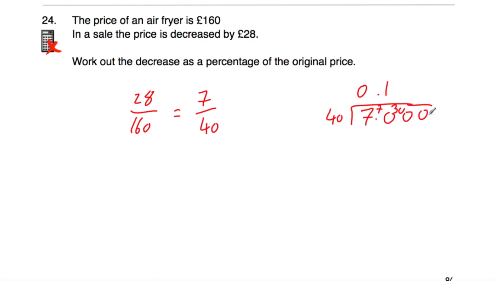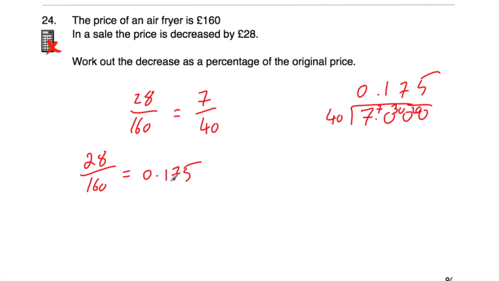Actually, I need to carry on the bus shelter a little bit here. How many 40s go into 300? That'll be 7, which is 280, remainder 20. And how many 40s go into 200? That's going to be 5. So that means that 28 over 160 is equal to 0.175.